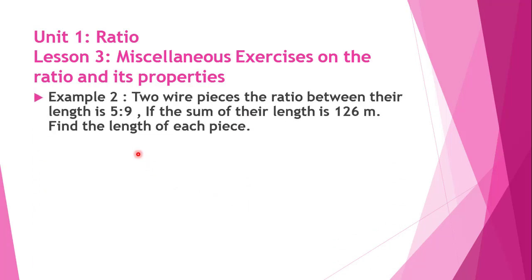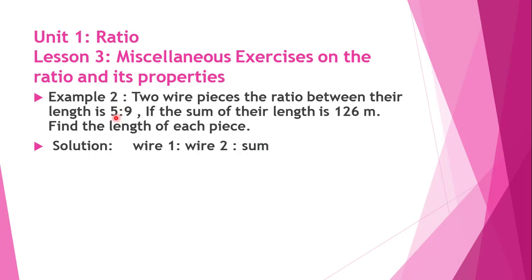Let's take another example. Two wire pieces, the ratio between their lengths is 5 to 9. If the summation of their lengths is 126 meters, find the length of each piece. By the same way, let's write the information as a table. We have wire 1, wire 2, and we have the summation.